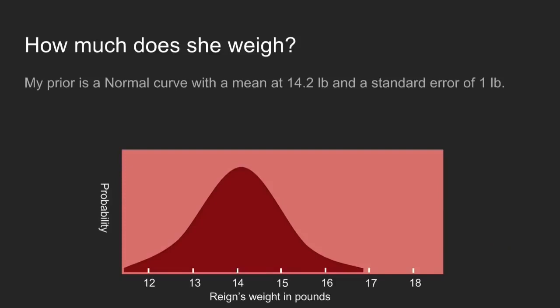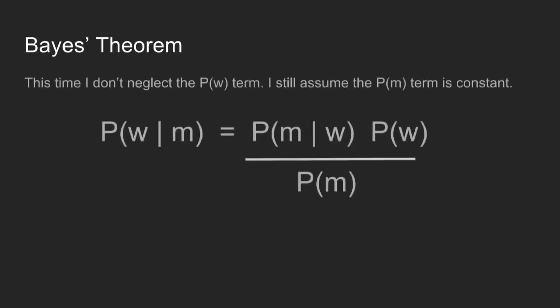A normal distribution centered on 14.2 pounds, and you can see that most of that bulk is within plus or minus a pound. And it extends a little bit further out. I allow for the possibility that she's actually gained a lot or lost a lot of weight, but probably she's pretty close. This is what I believe before I even put her on the scale. This is the probability of her being a given weight.